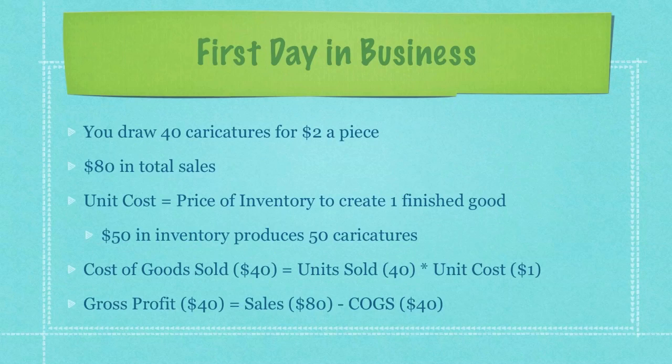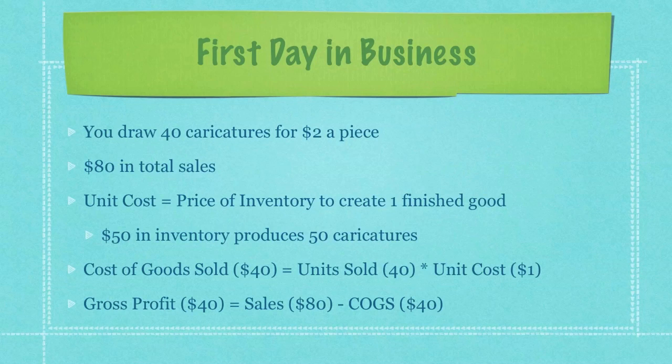Now let's say you go to a party later on that night and you draw 40 caricatures for $2 a piece. That is $80 in total sales. Well, that would mean that your unit cost is equal to the price of inventory to create one finished good. So if you have $50 in inventory and that inventory creates 50 caricatures, that means your unit cost is $1.